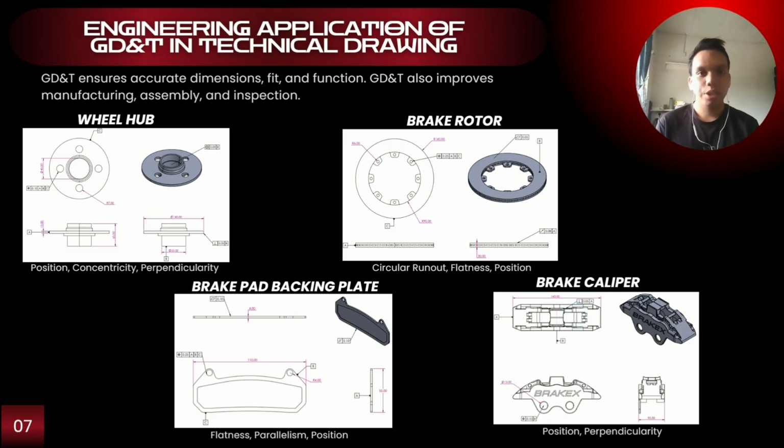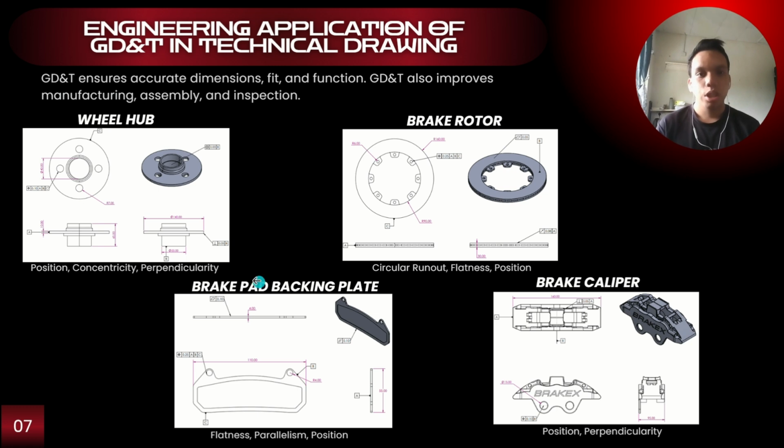Geometric dimensioning and tolerancing, or GD&T, is used to ensure brake components are manufactured accurately and assembled correctly. Compared to conventional tolerancing, GD&T provides clearer design requirements and improved inspection quality.